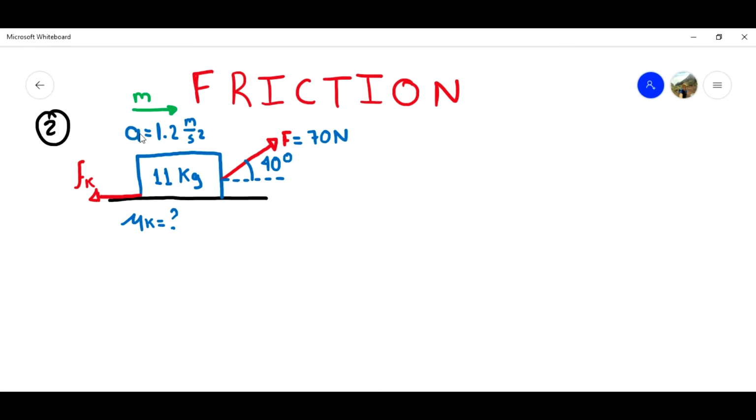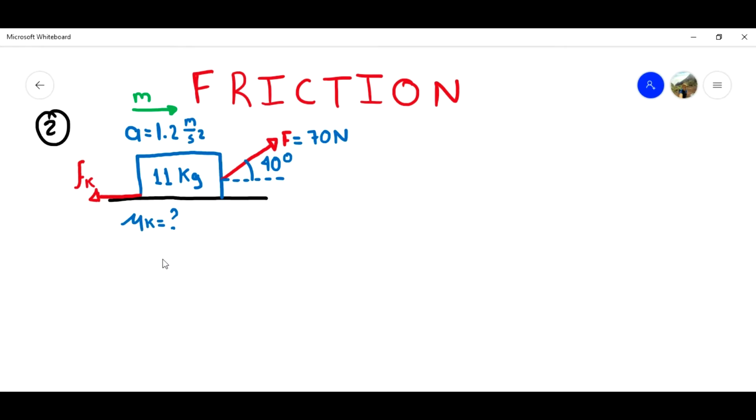The acceleration of the block is 1.2 meters per second squared, and we have kinetic friction force, and this is because the block is already moving. And the question is, find the coefficient of the kinetic friction force.